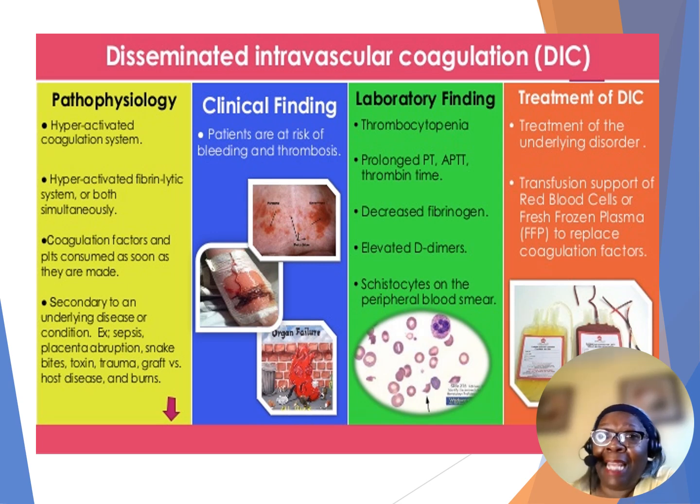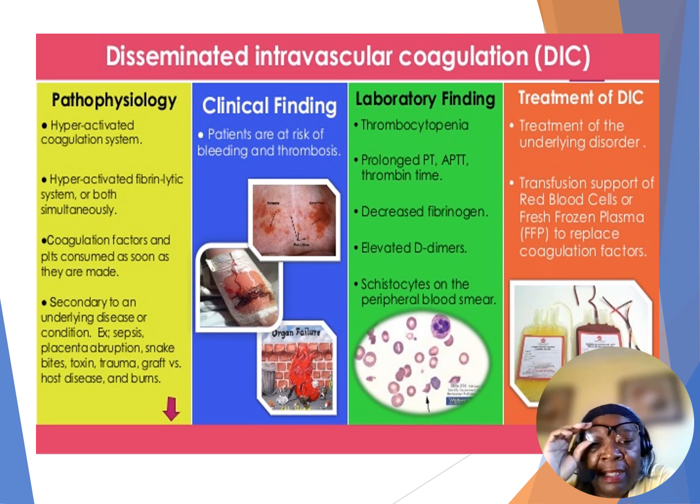Okay, so I like the slide because it explains DIC and you get a visual of what is happening in the body. So let's go over it. Okay, so now we have the pathophysiology here. Hyperactivated coagulation system. Okay, it's hyperactivated. Hyperactivated fibrinolytic. Lytic means to kill off, right? Or both simultaneously.